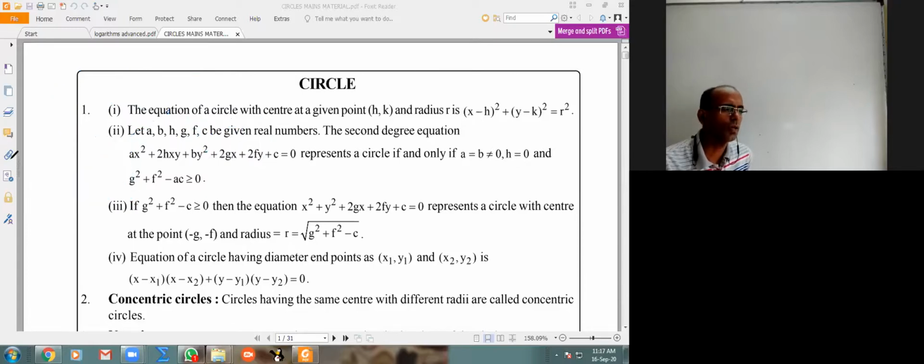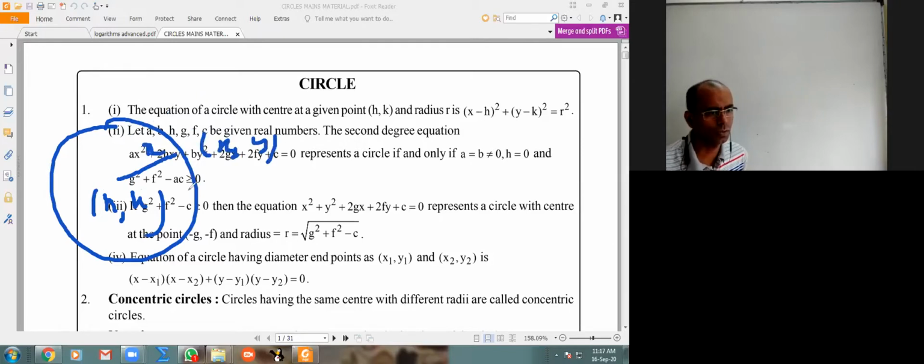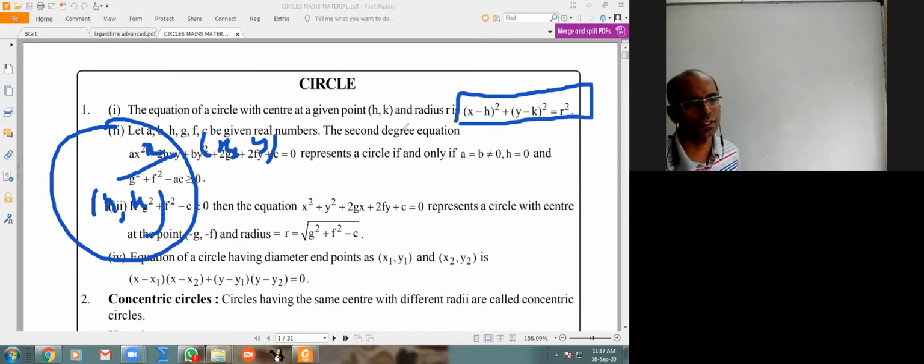What if the center is not the origin? If the center is some h comma k and the radius is r, again take any point as x comma y on the locus. The distance between these two, x comma y and h comma k, if you use it, you'll get exactly this one. So this is the equation of a circle with center h comma k and radius r: x minus h whole square plus y minus k whole square equals r square.